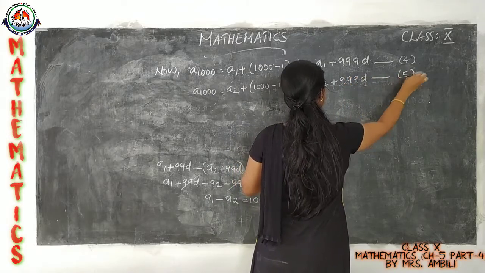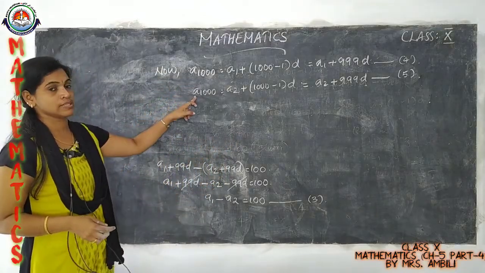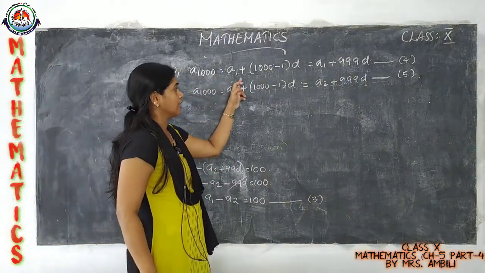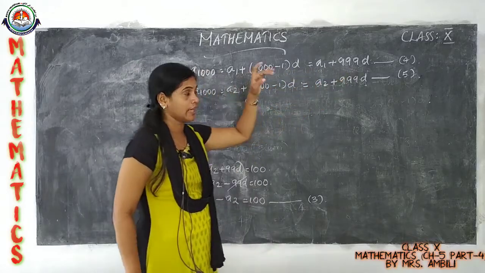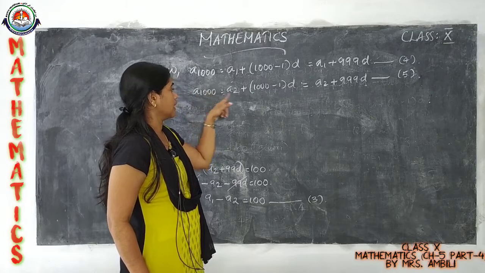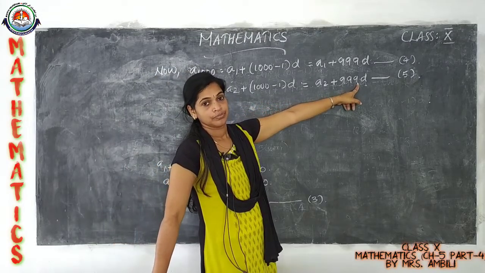Fifth one. Okay. So according to our second condition we wrote that the 1000th term, A1000, equals A1 plus (1000 minus 1) into D, A1 plus 999D. Like that we wrote A1000 equals A2 plus 999D.